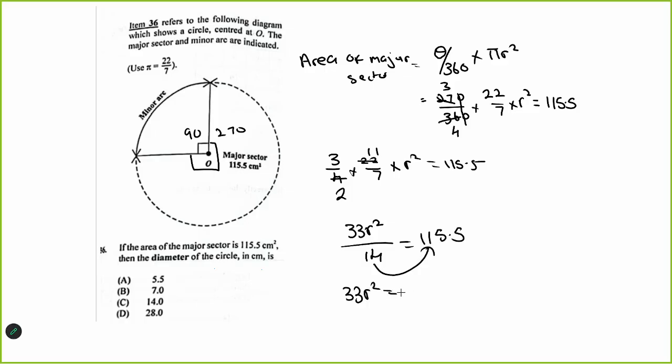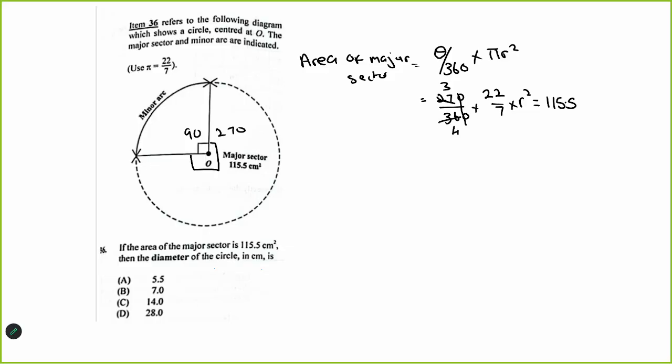This is a lot of work, and I wouldn't even do all this, y'all. Honestly, I would just take my answers. It's going to become 115.5 multiplied by 14. That is just too much working for a multiple choice. Remember, you only have an hour and a half to do 60 questions. So what I would have done is, let's put 3 over 4 multiplied by 22 over 7, and let's square each option. The easiest one to square is 7.